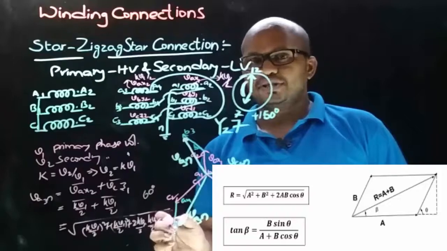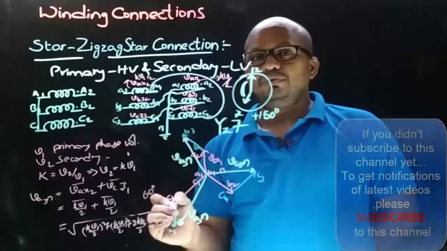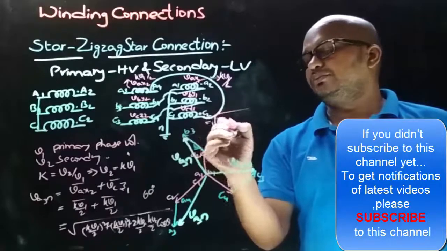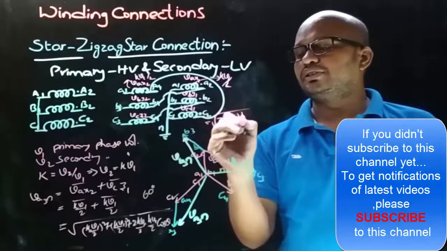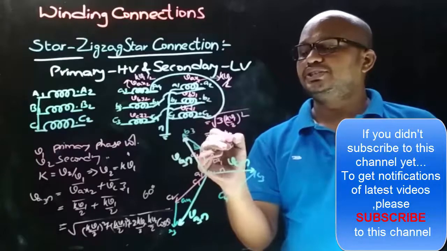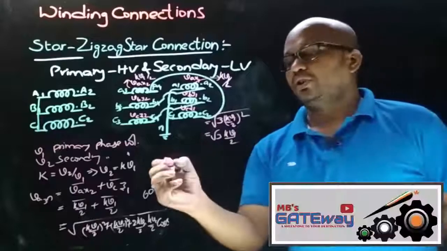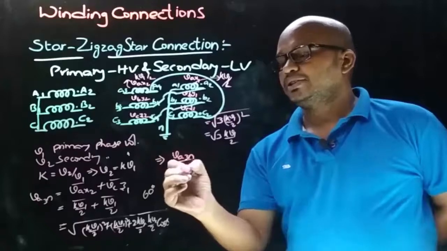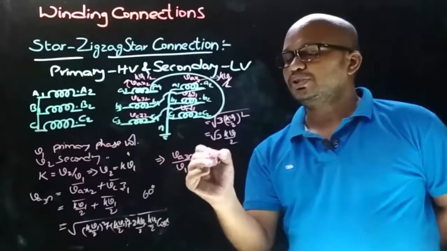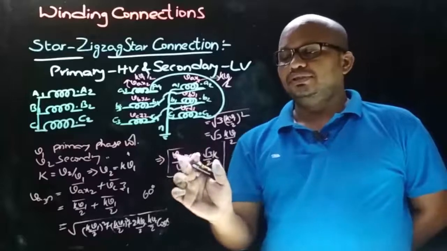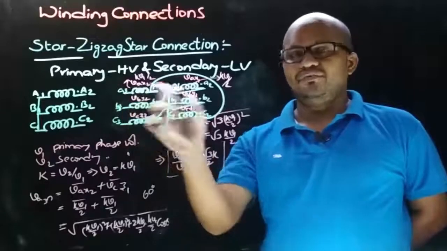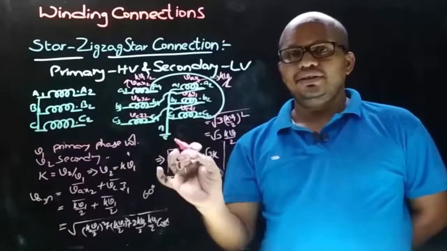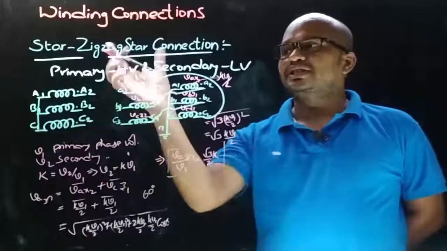Therefore, let's replace cos theta with cos 60 degrees, which is equal to 1 by 2, and that equals root over 3 into (K into V1 by 2) whole square, that is equal to root 3 times K into V1 by 2. Therefore, now if you rearrange this equation, VA3N by small v1 is equal to root 3 by 2 into K, and if you observe that VA3N is the secondary side phase voltage and small v1 is the primary side phase voltage, means this is the phase voltage ratio of star zigzag star connection.